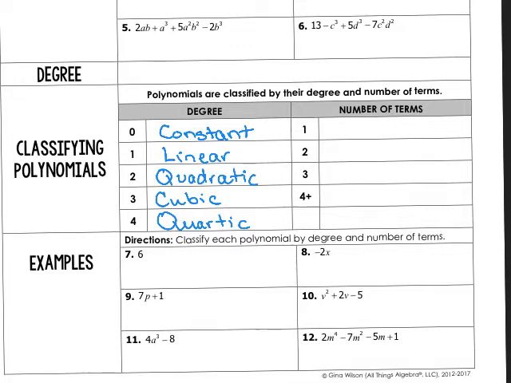1, if it has one term, it's a monomial. Mono means one. Monophone, monopoly, think of the root word mono. Binomial, bi means there's 2 terms. 3, a trinomial has 3 terms. And then after that, anything 4 and up, we just refer to as a polynomial.